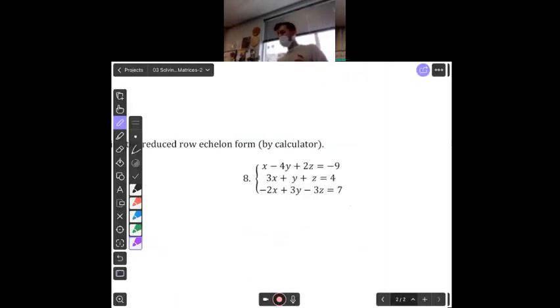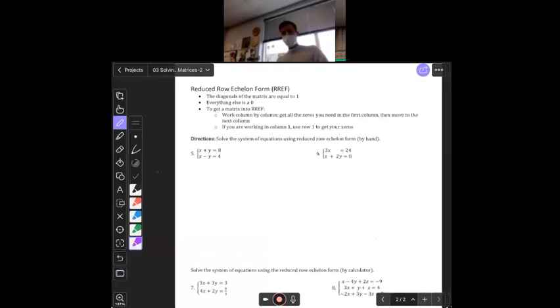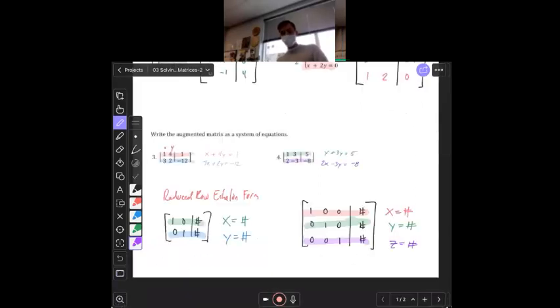Right, so we'll talk about how to use a calculator to do that. But first I want to show you how to do it by hand on smaller ones. Okay, so this is going to be our goal, that we're going to try to take the problems from this form to this form. And that's what we're going to go and learn now.